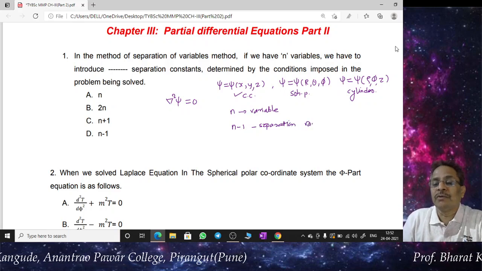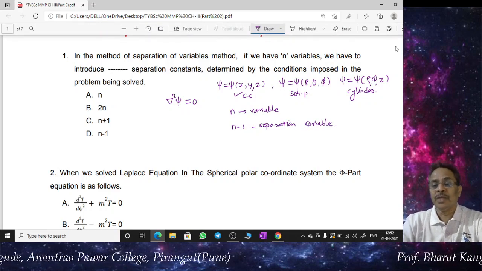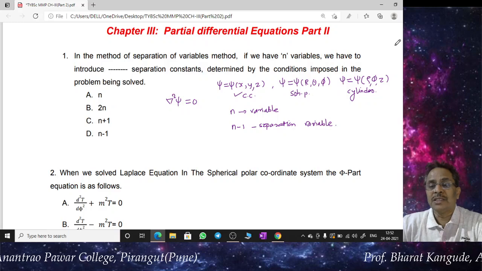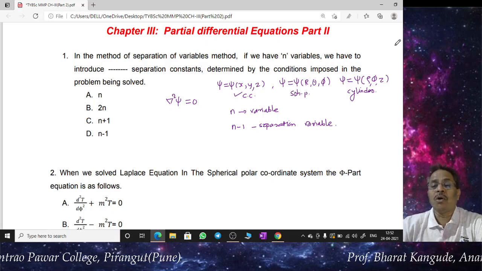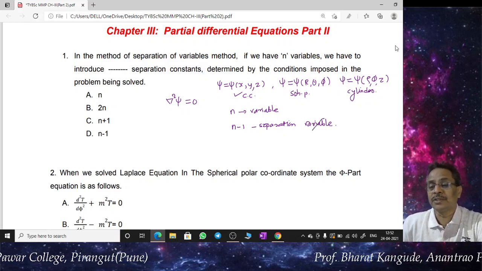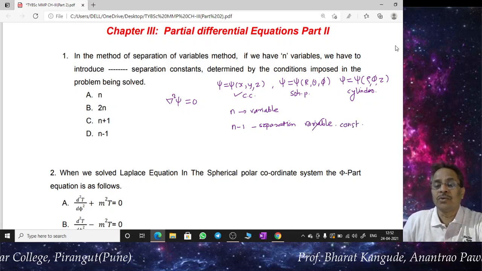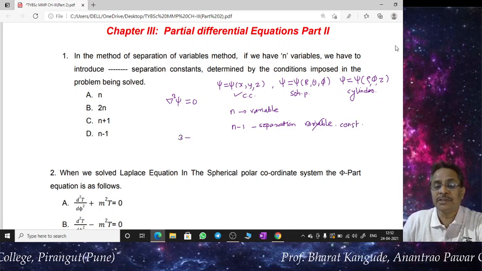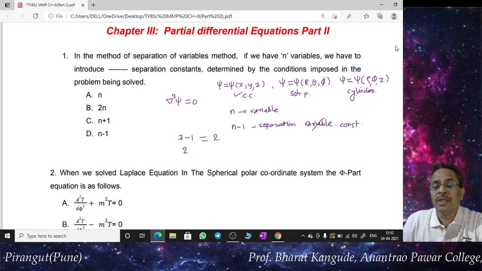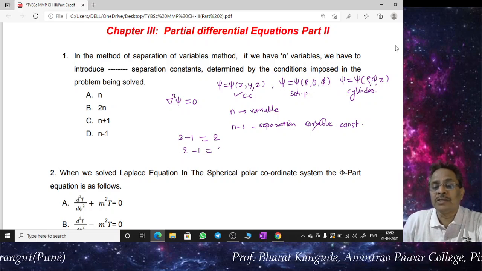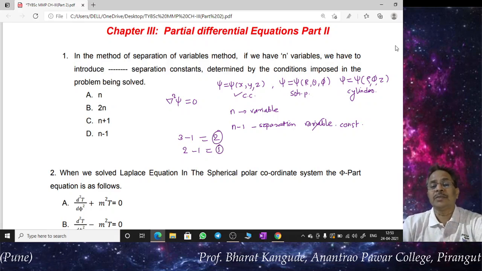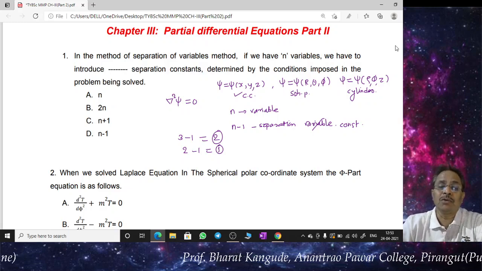So it's a very straightforward, easy theoretical question. You have to just remember, depending upon the coordinate system we are using, how many coordinates are there, minus 1, that many separation constants will be needed. So if I have 3 independent coordinates in a given system, then 3 minus 1 is equal to 2. If I am dealing with a 2-dimensional coordinate system, then 2 minus 1, we will require just one separation constant. So whether we require 1 or 2, etc., depends upon how many variables we have in a particular coordinate system.